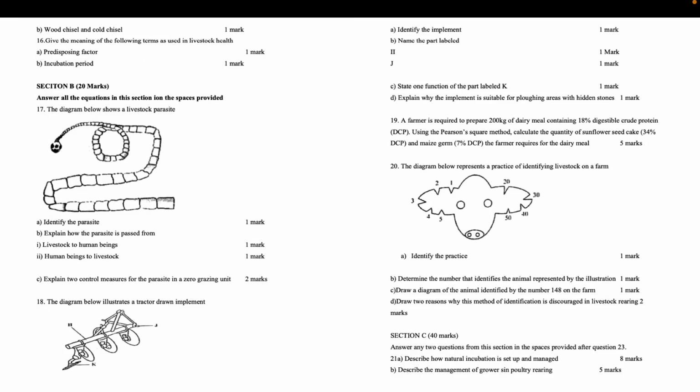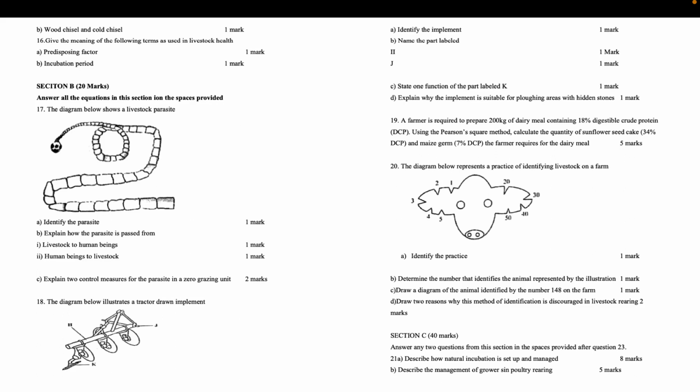16. Give the meaning of the following terms as used in livestock health. A. Predisposing factor, 1 mark. B. Incubation period, 1 mark. Section B, 20 marks. Answer all the questions in this section in the spaces provided.